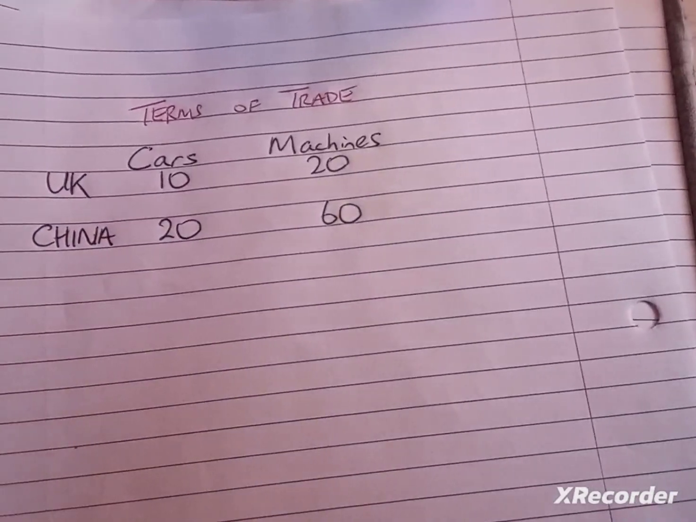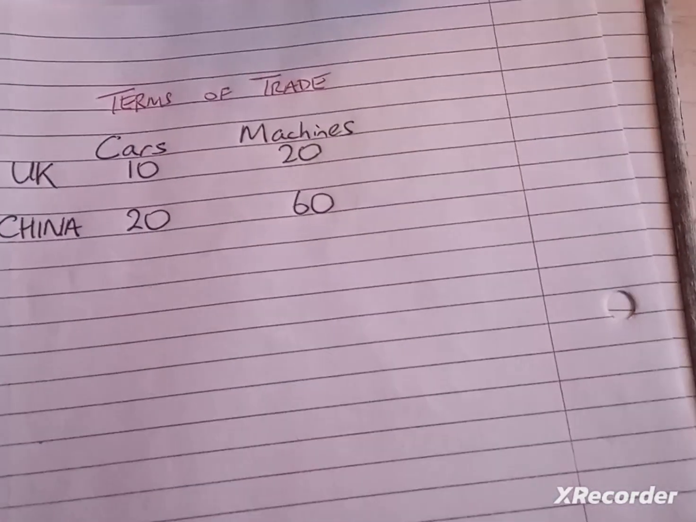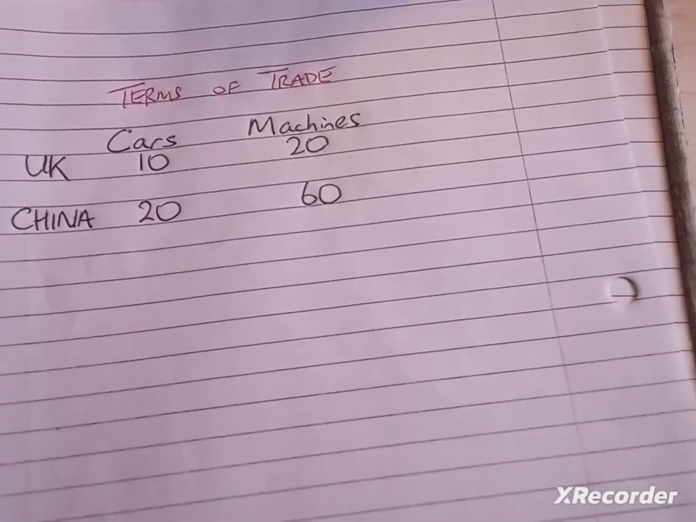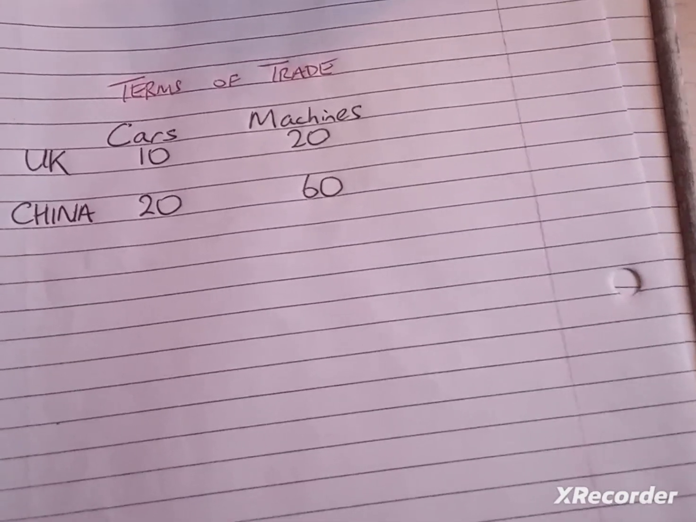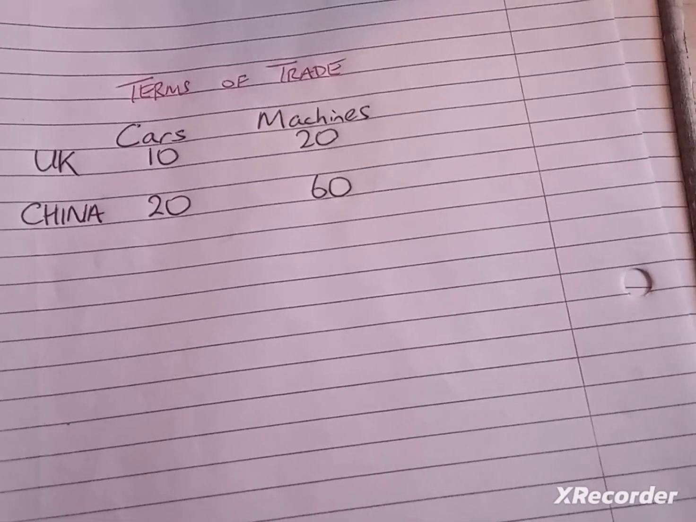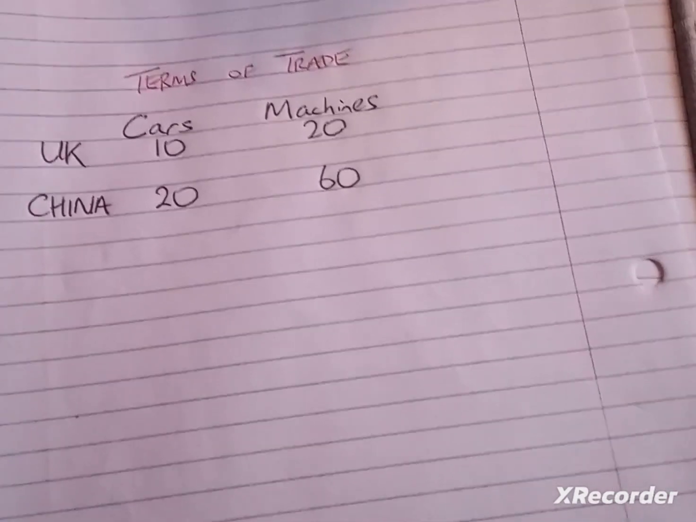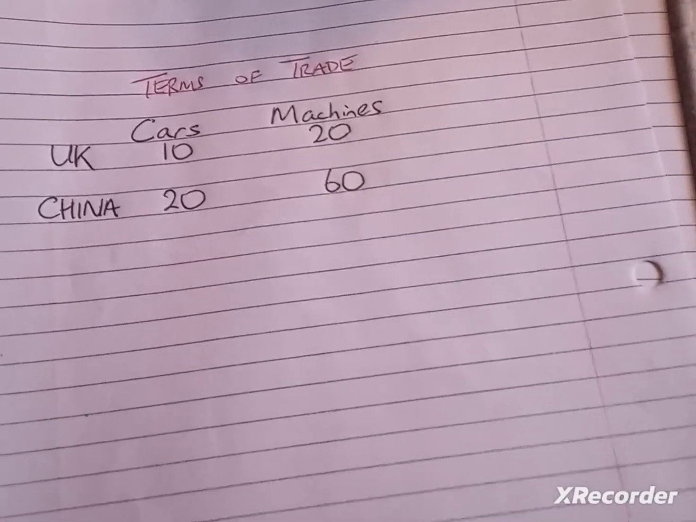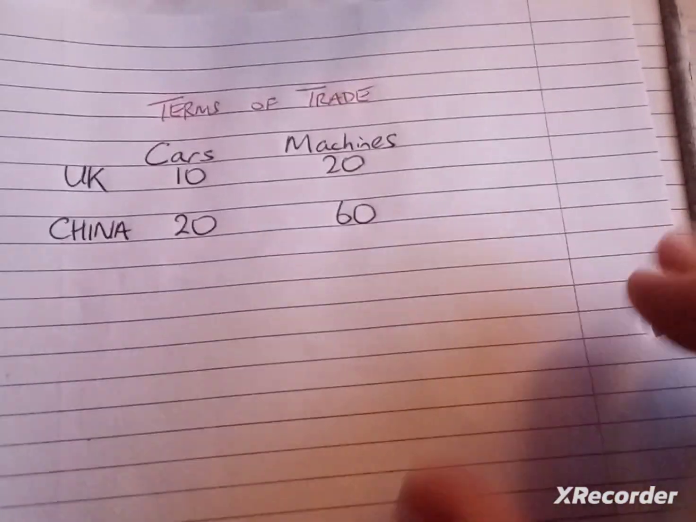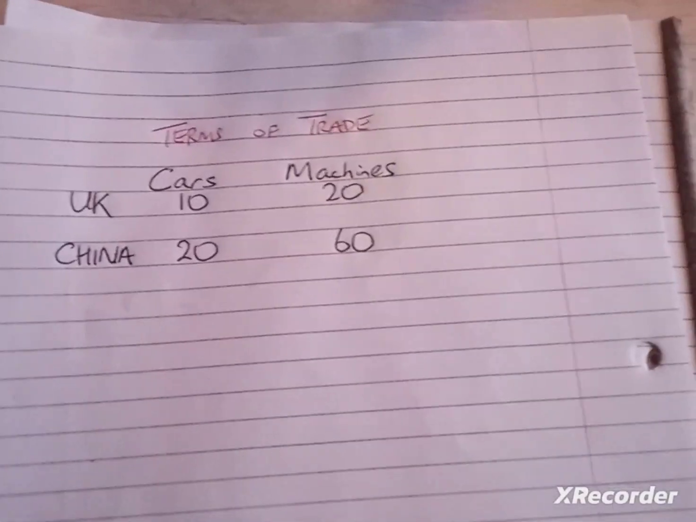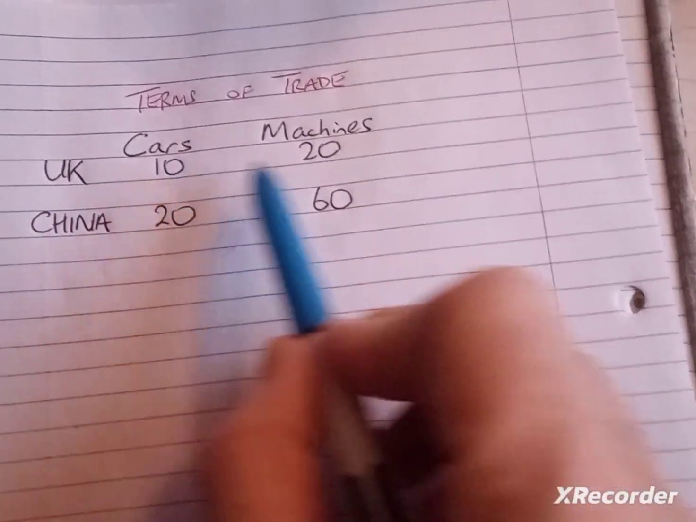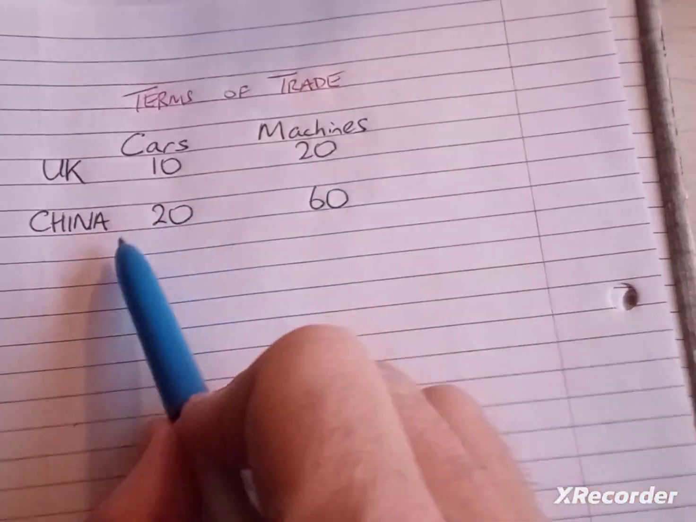In the old textbooks, they calculate terms of trade using fractions. The modern exam marking schemes use decimal point answers, but fractions are still acceptable nowadays. And if you're having trouble just working out terms of trade, fractions can actually be a bit more intuitive and a bit easier just to establish what you're doing.